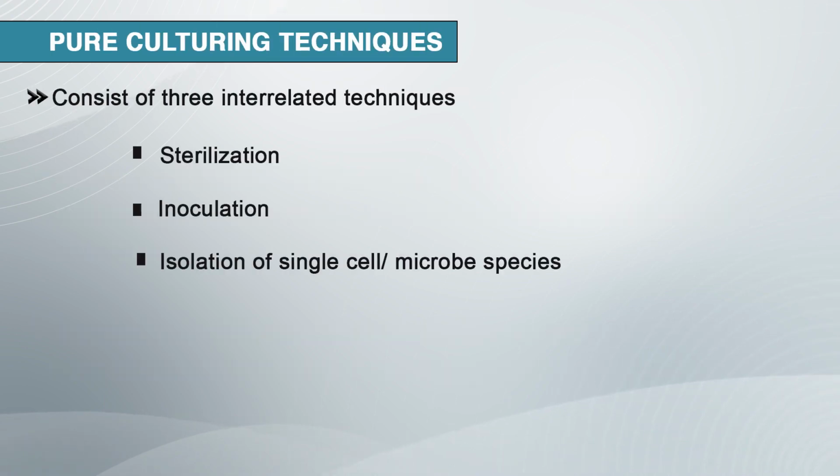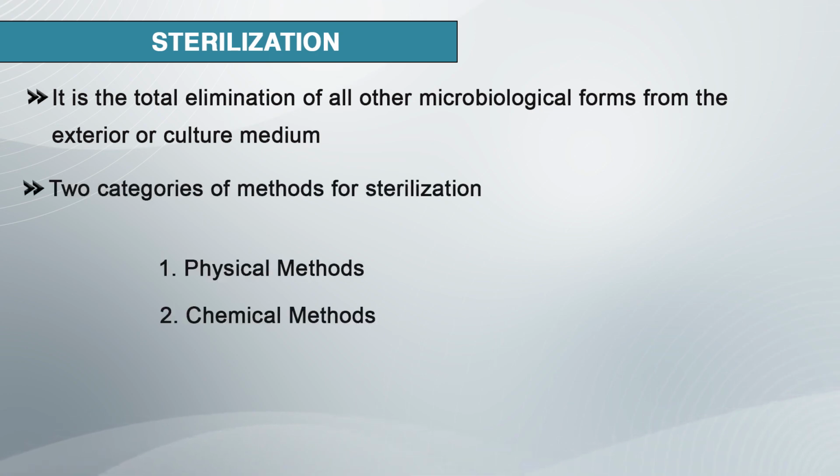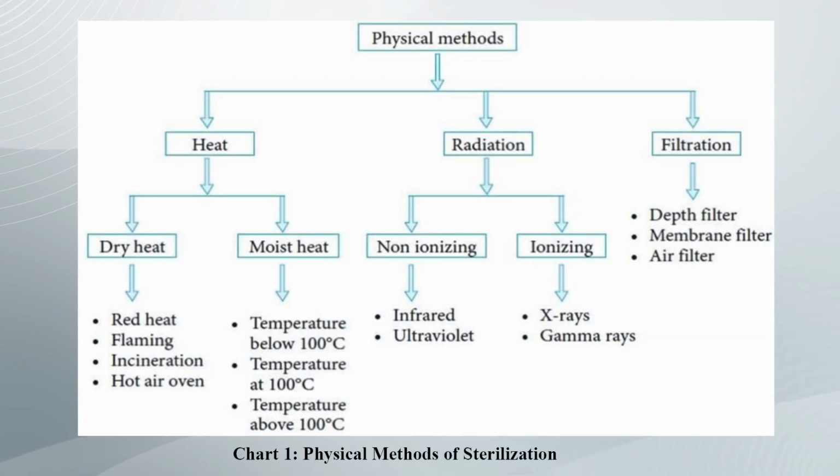Pure culture techniques consist of three interrelated techniques. First is sterilization, second is inoculation, and third is isolation of single cells or microbial species. Sterilization is the total elimination of all other microorganisms from the exterior or culture medium. The methods are categorized into two categories: first the physical method and second the chemical method. In the physical method, there are three main methods: by heat, by radiation, or by filtration.